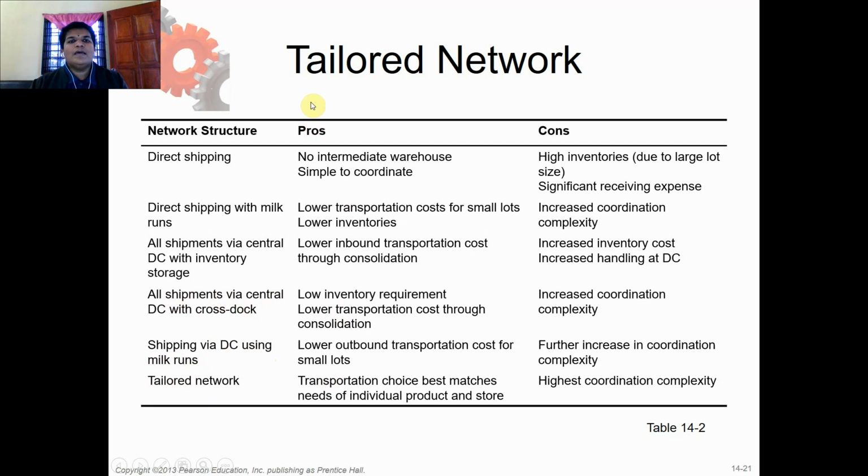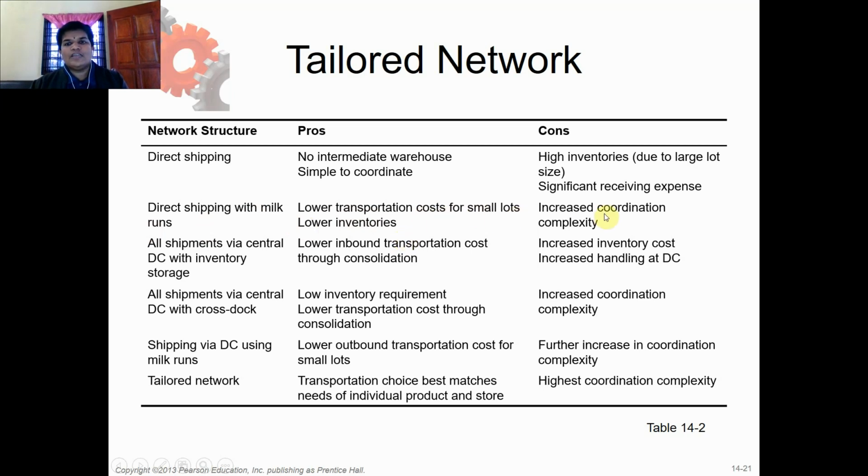So what are the advantages and disadvantages? Of course, when using direct shipping, there is no intermediate warehouse and it is simple to coordinate, but high inventory due to large lot size and significant receiving expenses. Whereas direct shipping with milk run has lower transportation costs for small lots and lower inventory.